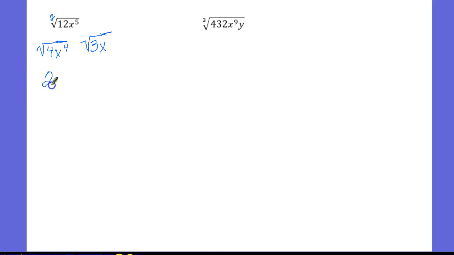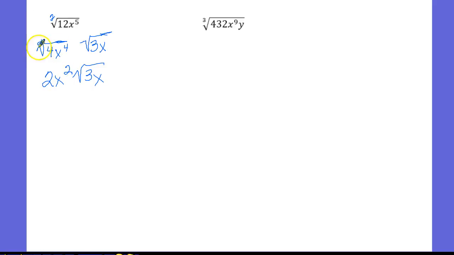So this is 2x squared, because how many squares can I get out of 4 x's? I can get 2, right? 2x squared square root of 3x. And that is the simplified exact version of that original fraction.